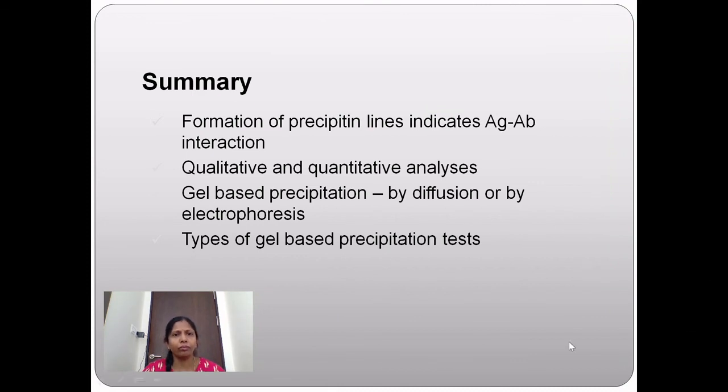To summarize, precipitin lines are generated when antigens and antibodies interact in equivalent concentrations. There are different types of qualitative and quantitative analysis, both solution based and gel based assays. Gel based assays again can be operated by diffusion or by electrophoresis. The different diffusion based assays are radial immunodiffusion and Ouchterlony double diffusion, while the commonly employed electrophoretic assays are rocket immunoelectrophoresis and immunoelectrophoresis.